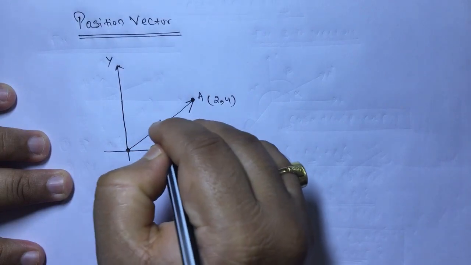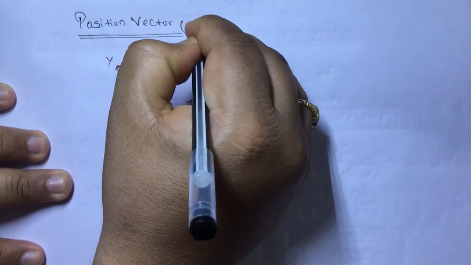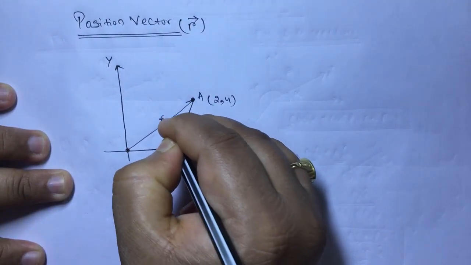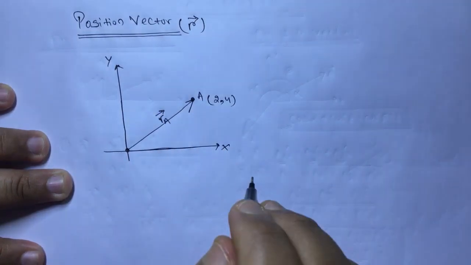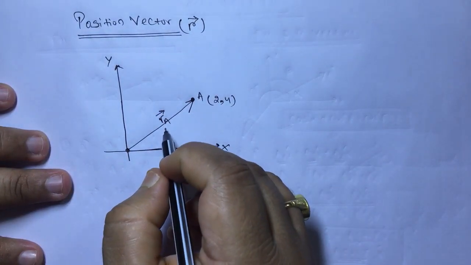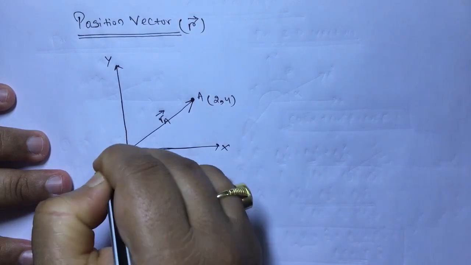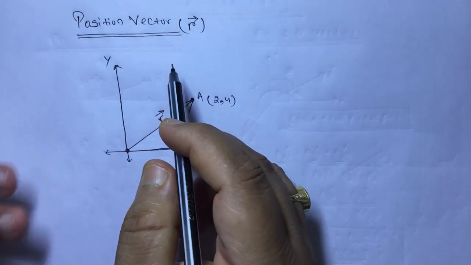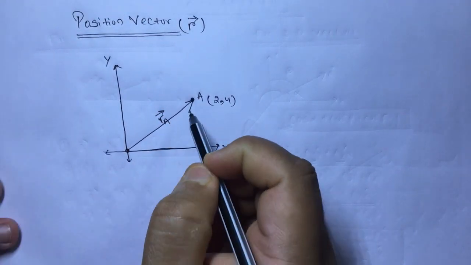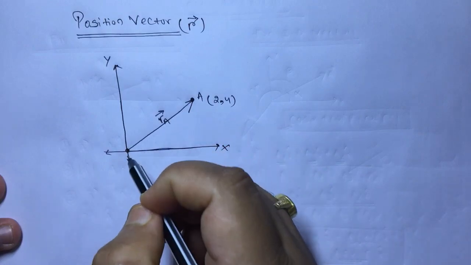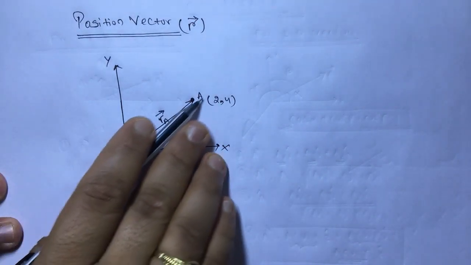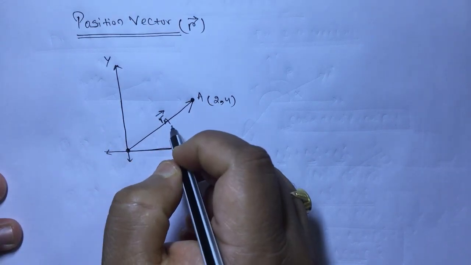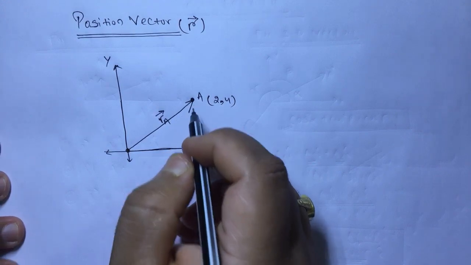A vector which is a position vector is normally symbolized as r vector, and this is the position of A. So I can write it as r a vector, meaning position vector of A. This vector which is joining the point from the origin is known as the position vector. If you want to write the definition, you can write: a vector joining a point and the origin and directed towards the point. Direction is also important. That vector is known as the position vector of a point.